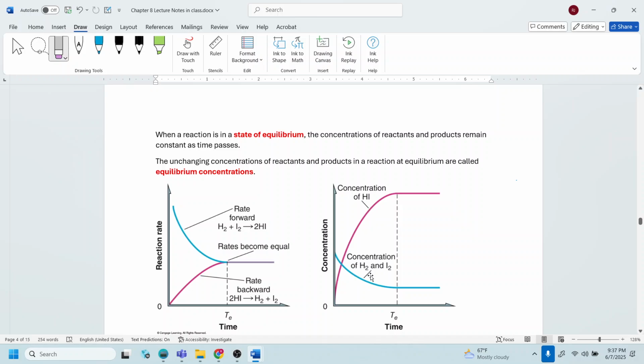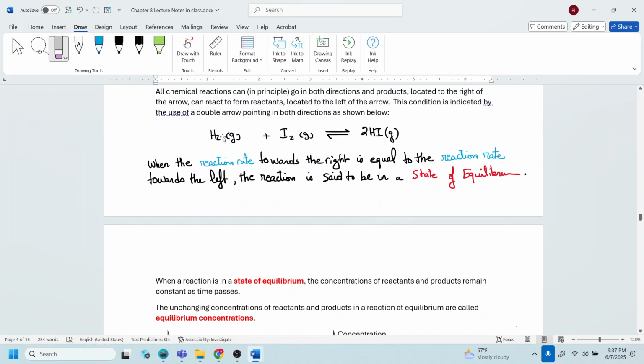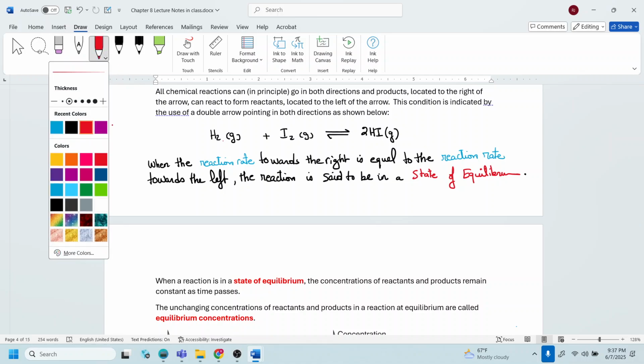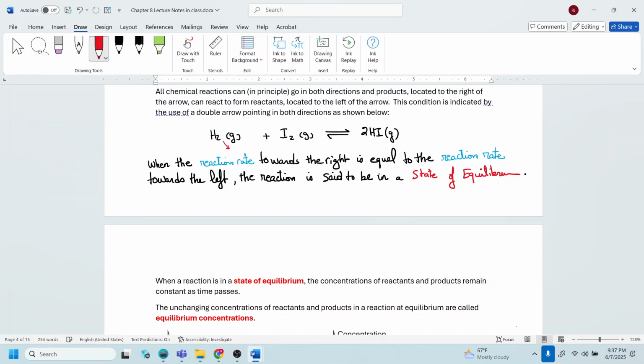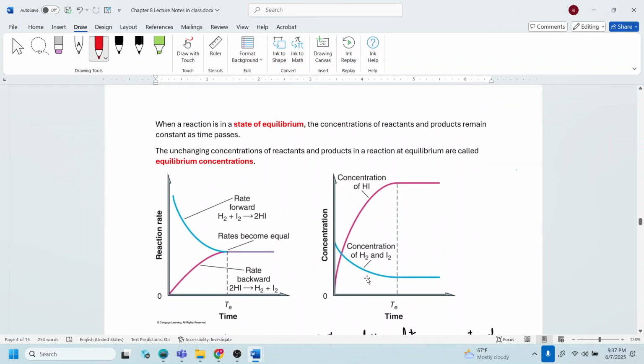Here I am showing the reaction. This is the same reaction. Hydrogen and iodine react to form HI. So we know that these are the reactants, right? So the reactants are going to react with each other. And as the reactants react with each other, the concentration of the hydrogen is going to decrease and the concentration of the iodine is going to decrease because it's a reaction. Both of these concentrations are going to decrease, and as their concentration decreases, the concentration of the product is going to increase. And this is what the concentration diagram shows.